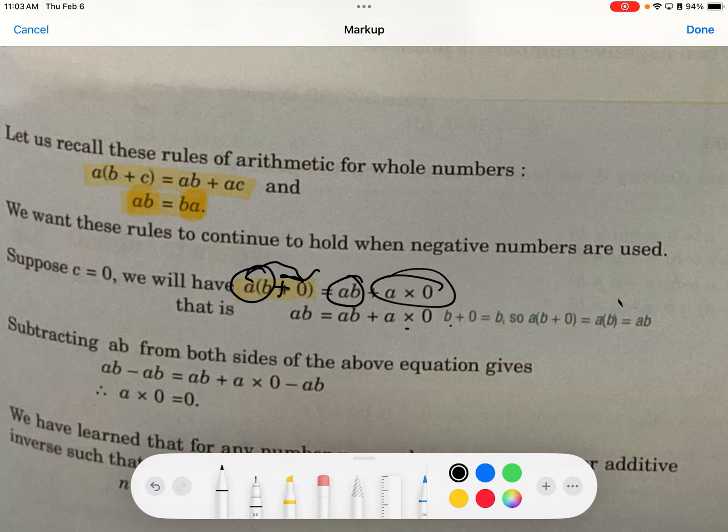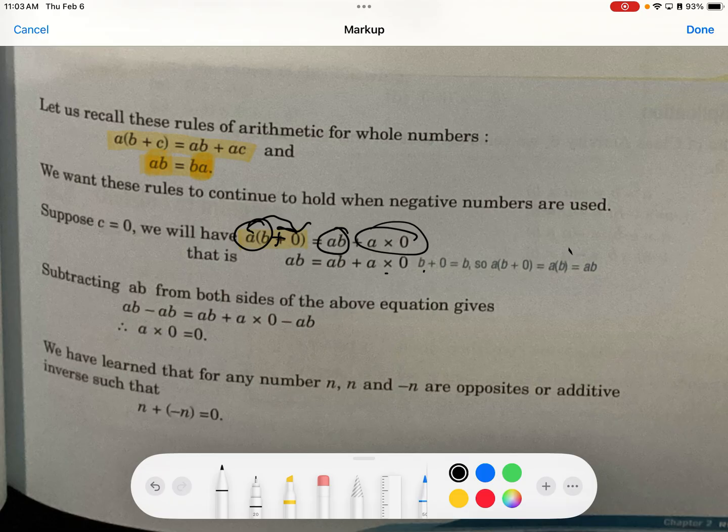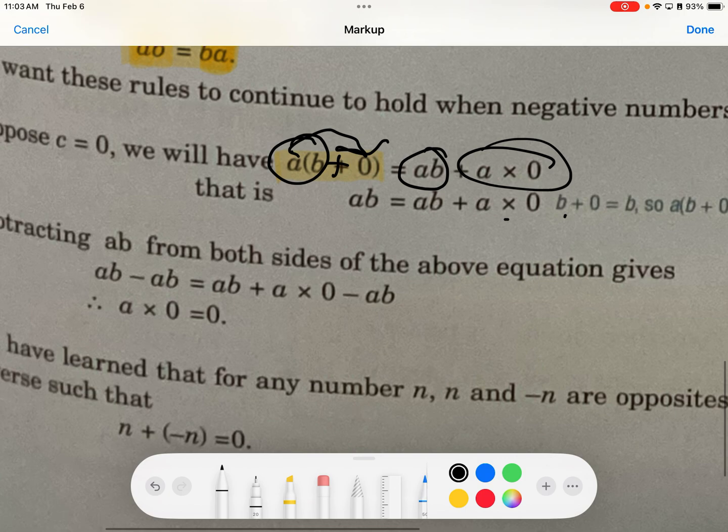So B plus 0 is B. So AB plus 0 is AB. AB equals AB. That's fun. Subtracting AB from both sides of the above equation gives AB minus AB equals AB plus A times 0 minus AB. Therefore, A times 0 equals 0.